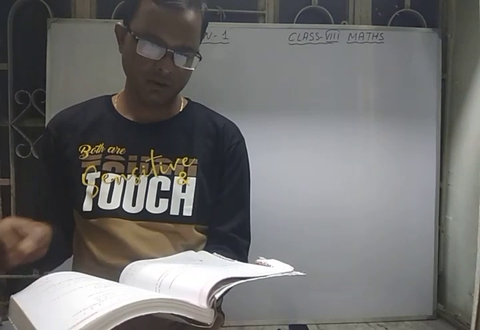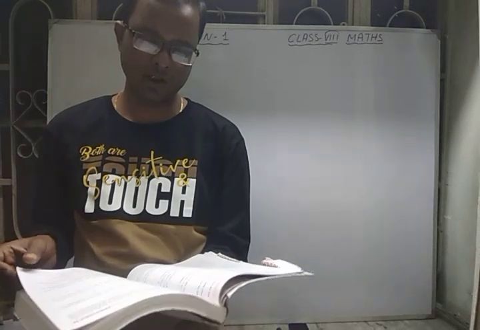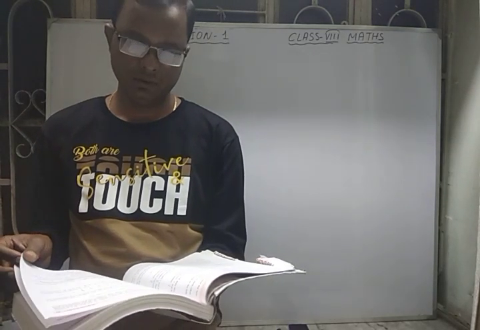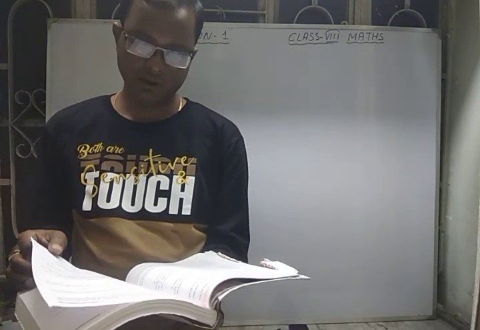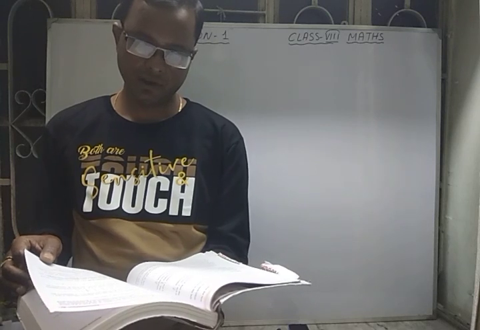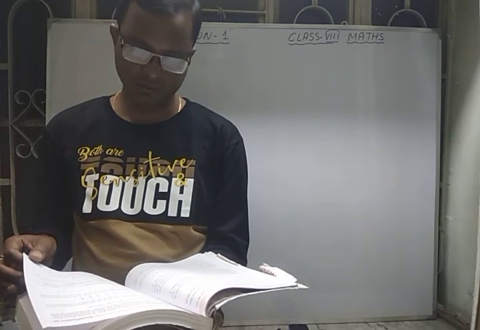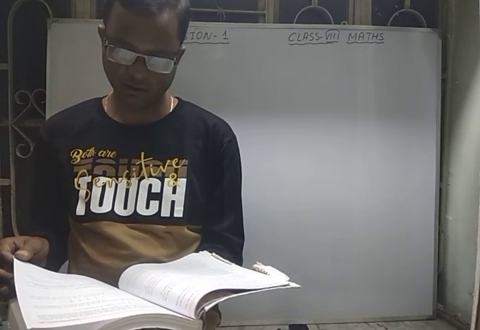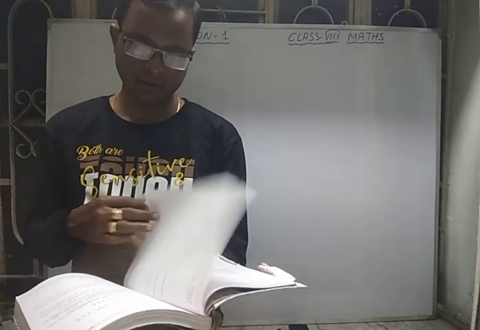So the rational number, you know what are rational numbers? The numbers which are in the form of p by q, where p and q both are integers but q is not equal to 0. So these are called rational numbers, okay.